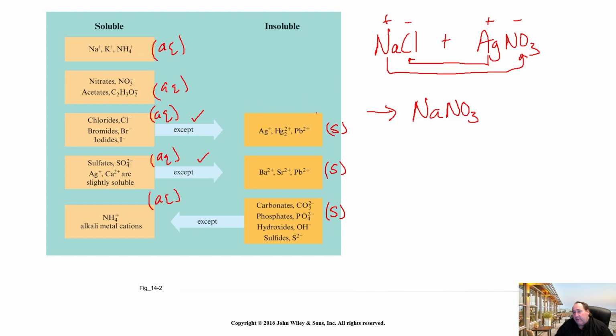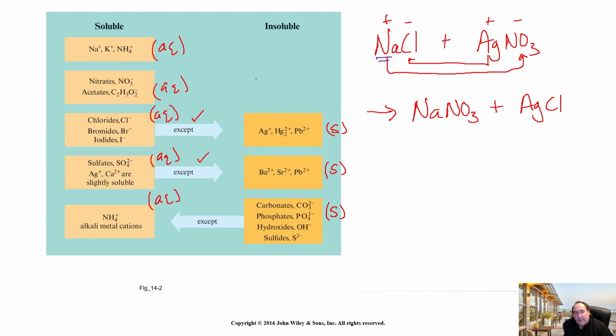Remember that sodium is +1. Nitrate is -1, which means when you put them together, that is the correct formula for sodium nitrate. Silver is +1 and chloride is -1, which means when you put them together, that is also the right formula. We can use our solubility rules here to determine what everything should be.